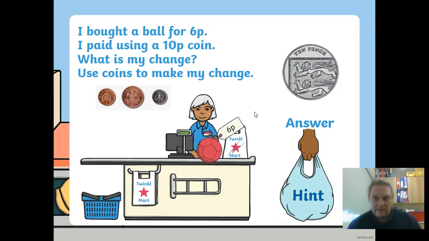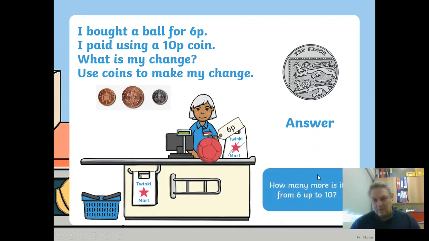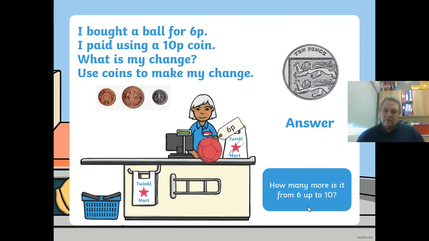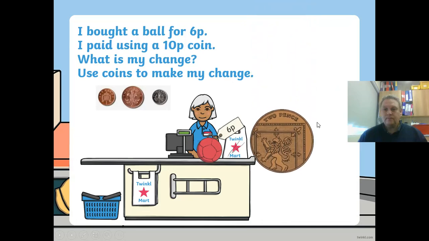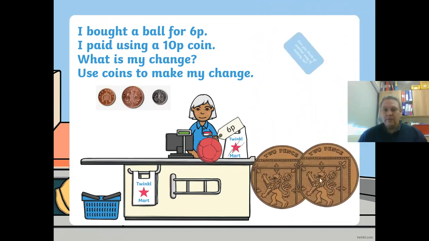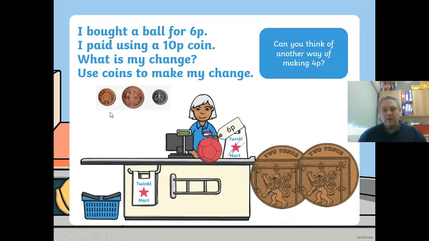A ball for 6p. We're paying with our 10p piece. How much change are we going to have? Let's see the hint. How many more is it from 6 up to 10? Let's hold 6 in our heads. 7, 8, 9, 10. How is that change going to be made up? We've got 4p. How can we make 4p out of these coins? Let's have a think. Let's look at our answer. 2 2p pieces. Is there another way? We could have individual 1p pieces.